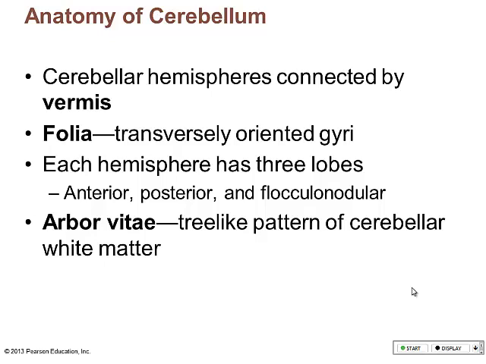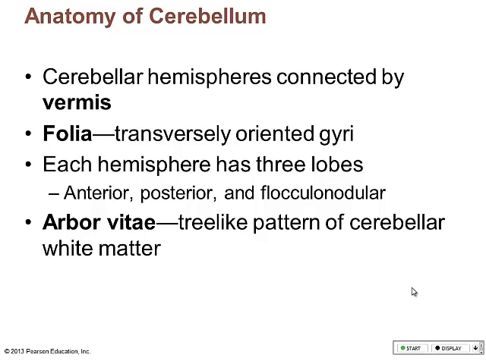So we see a lot of white matter here. We see white matter and gray matter here in the cerebellum. When you dissect your brain this semester, you're going to see white matter and gray matter. It's very, very vivid. The white matter in the cerebellum looks like a tree. It's a tree-like pattern. And it was named by the first anatomists as the tree of life. Arbor vitae.